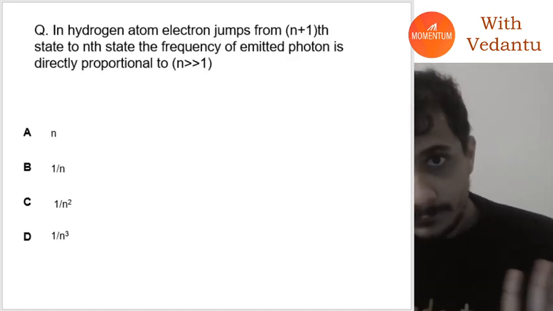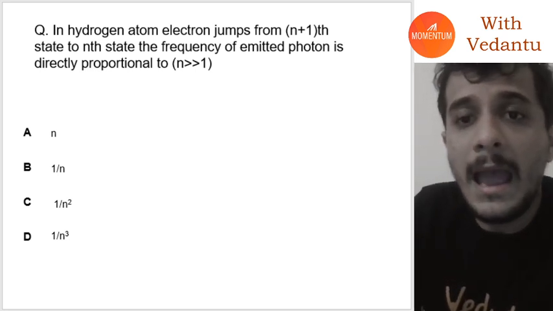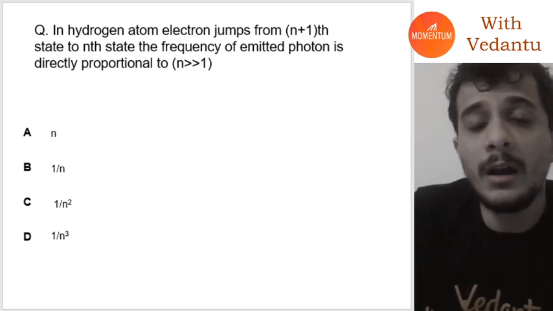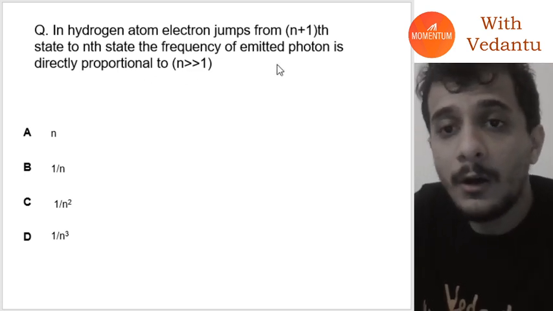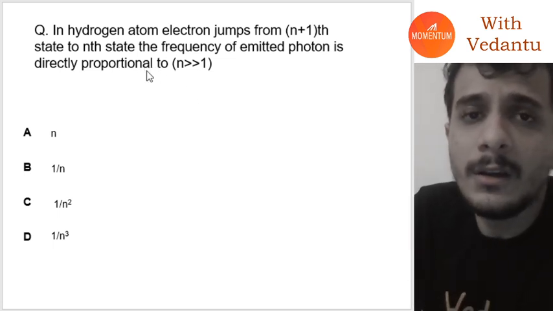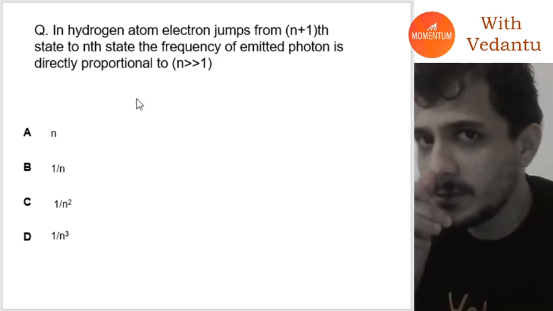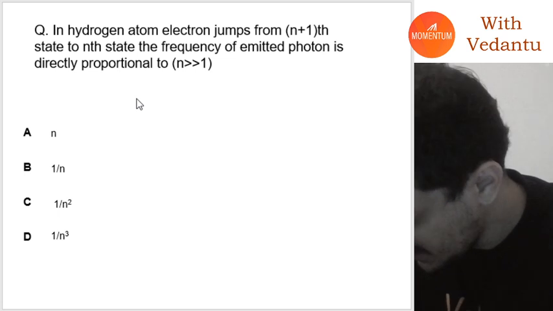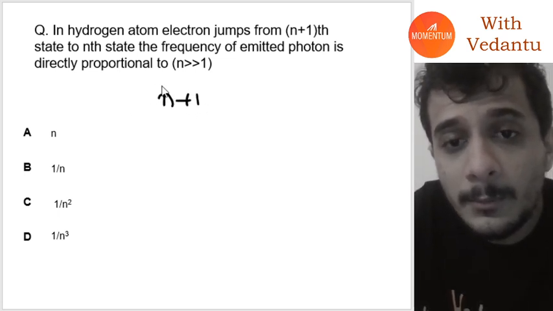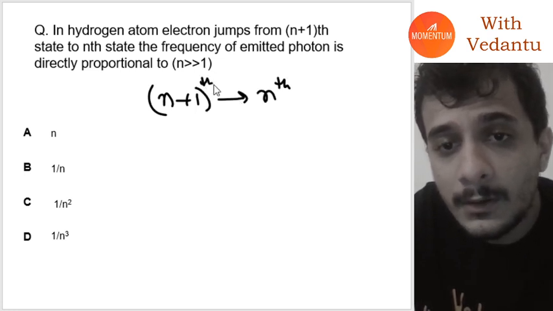Now you have a hydrogen atom that jumps from the n plus 1th state to the nth state. You have to find the frequency of the emitted photon, and what it is directly proportional to. Now guys, this is a formula which requires a little bit of approximation. Let's try to do that approximation. So the hydrogen atom jumps from the n plus 1th state to the nth state.